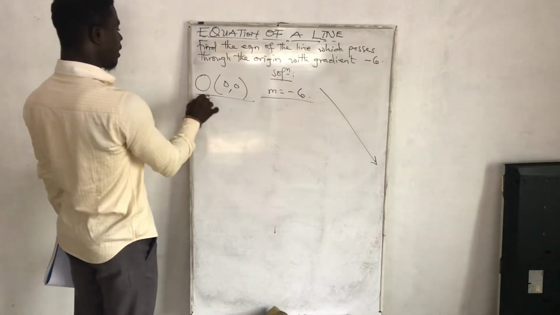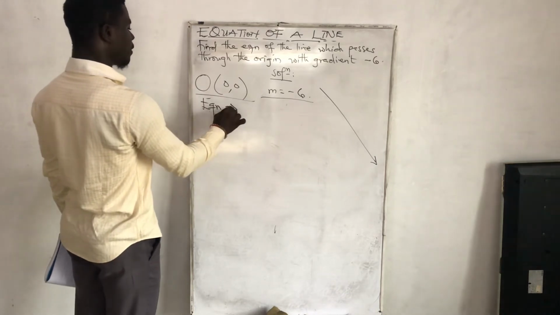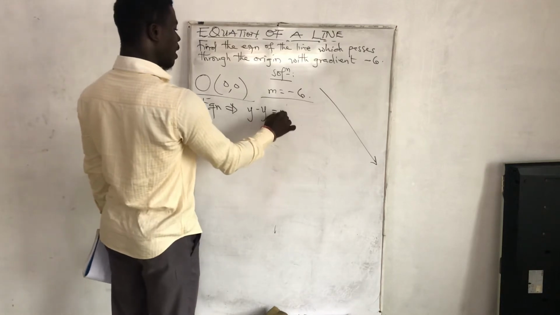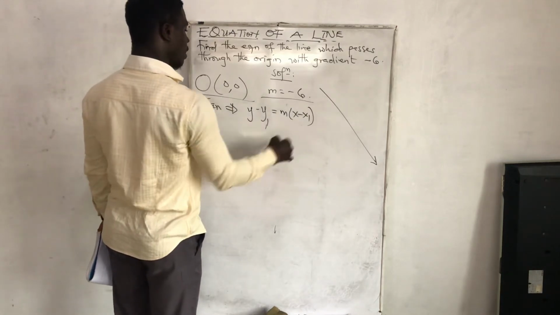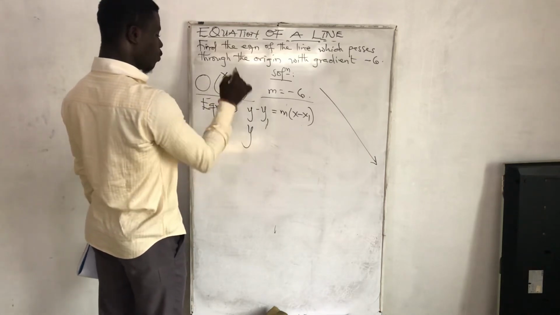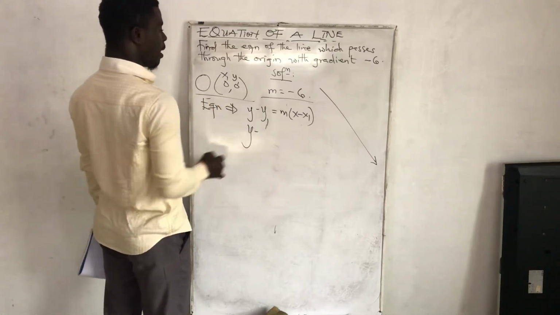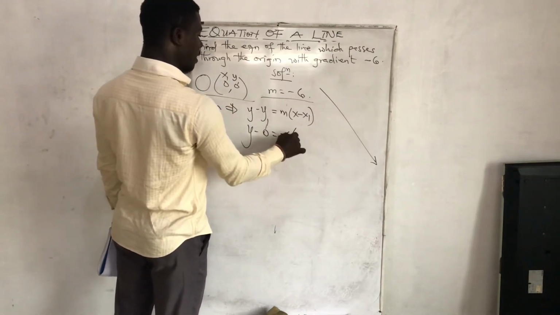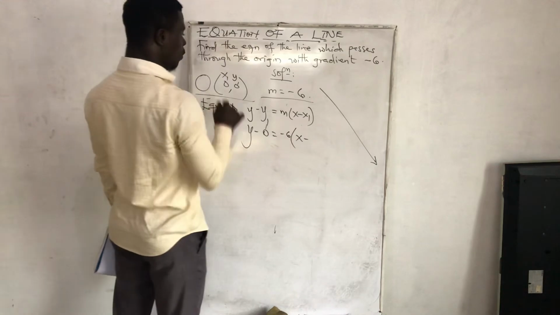The equation. And the equation is represented as what? y minus y1 equals m times x minus what? x1. So now this one is x1, y1. So y, we don't put any value inside. Minus y1, which is 0, equals negative 6, then x minus x1, which is 0.